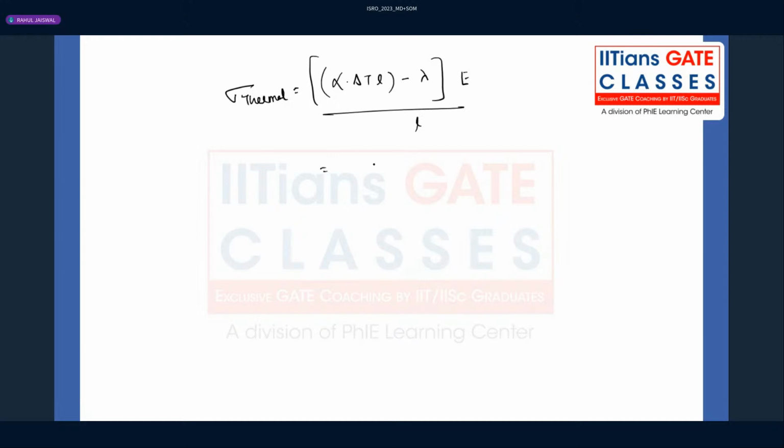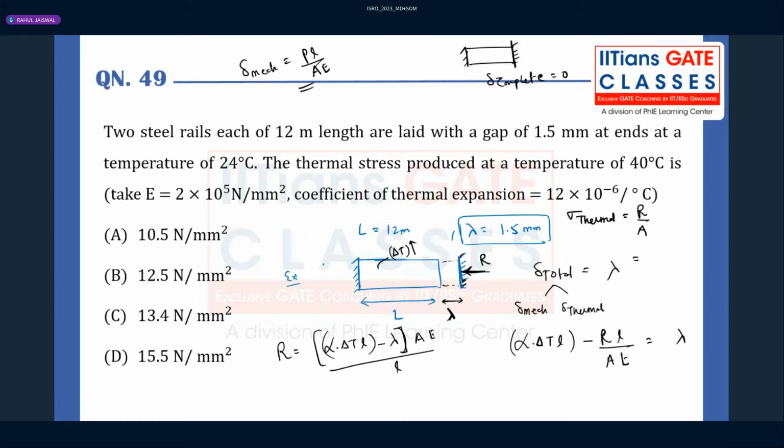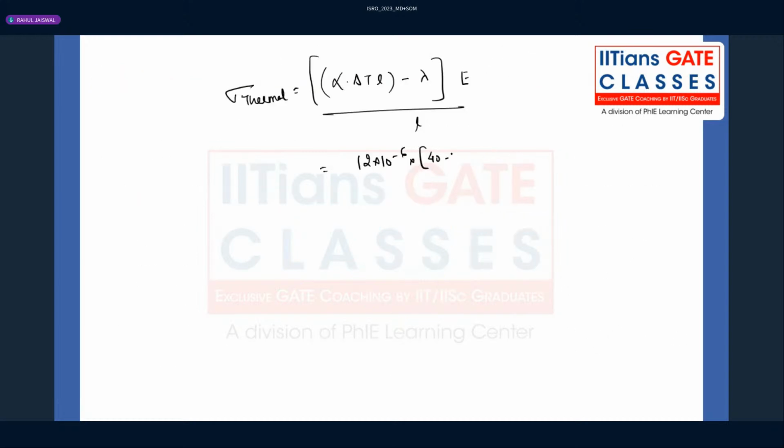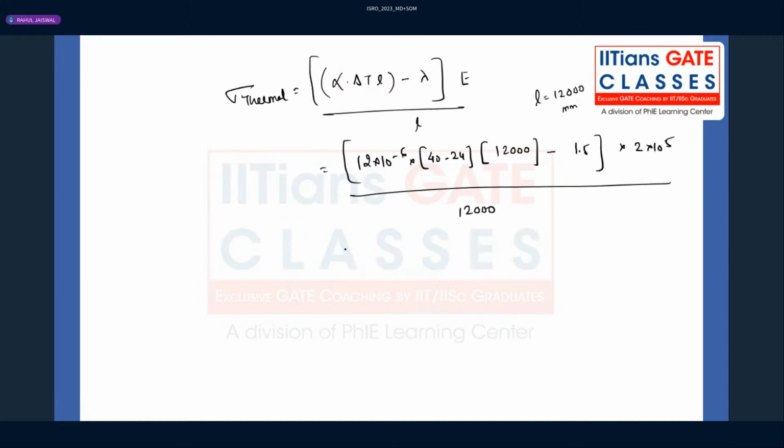Now when you put those values, alpha is 12 into 10 power minus 6. Delta T: the temperature changed from 24 to 40, so 40 minus 24. The length is 12 meter. Everything you convert in mm, so it will be 12,000 mm. Minus lambda, which is 1.5, into E. What is the E value? E is 2 into 10 power 5 Newton per mm square. Length is 12,000. So you try to calculate and tell me the answer.